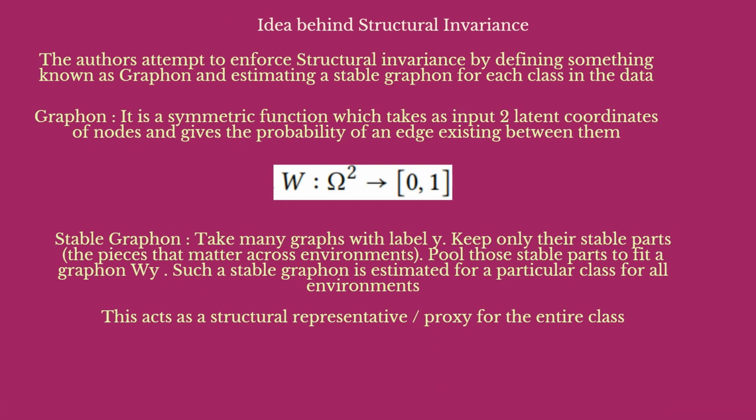The idea behind structural invariance is the graphon. It is a function which simply takes latent coordinates of nodes and gives the probability of an edge existing between them.